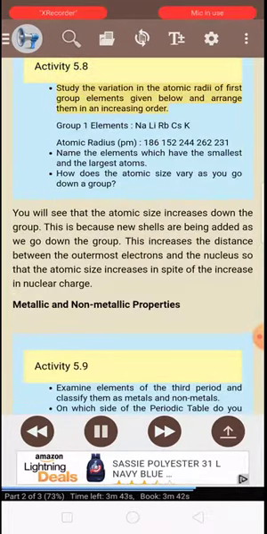Activity 5.8. Study the variation in the atomic radii of first group elements given below and arrange them in an increasing order. Group 1 elements: Na, Li, Rb, Cs, K. Atomic radius in pm: 186, 152, 244, 262, 231. Name the elements which have the smallest and the largest atoms. How does the atomic size vary as you go down a group?